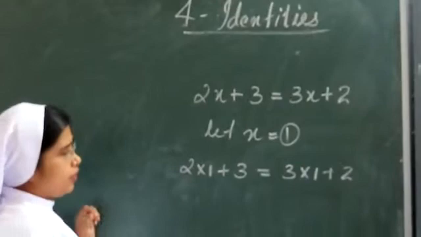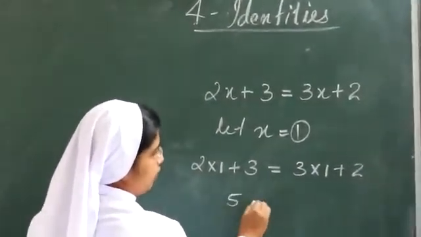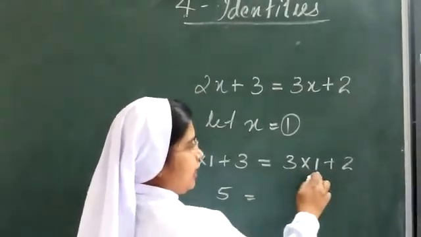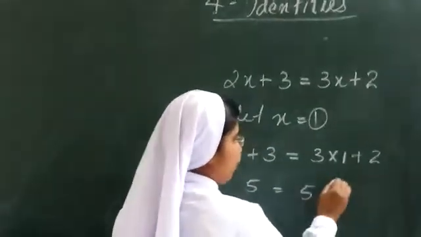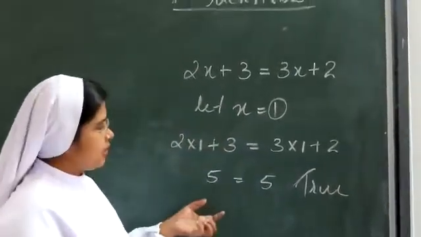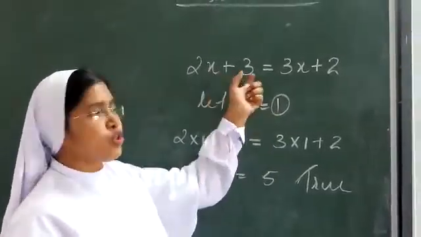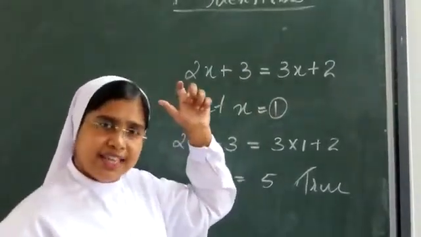Okay. So I get 2 into 1, 2. 2 plus 3, 5. Here also 3 into 1, 3. 3 plus 2 is equal to 5. So it is true. Right? Yes. For the value of x, when we give the value 1, this is true. Yes or no? You understand?